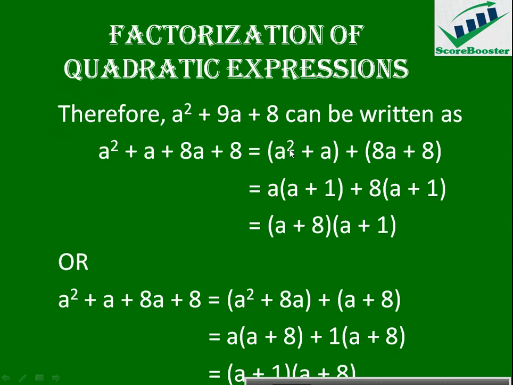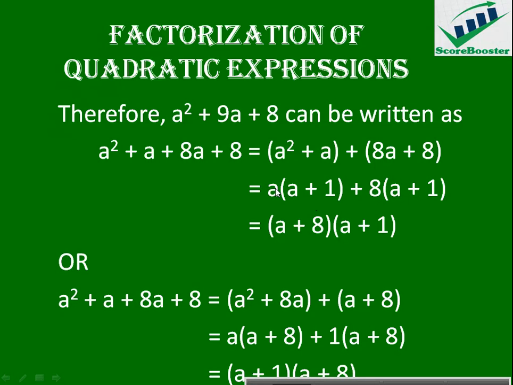Now, you find the HCF of a squared and a. The HCF of a squared and a is a. You factorize out a from a squared, you'll be left with a. You factorize out a from a, you'll be left with 1. Plus, the HCF of 8a and 8 is 8. You factorize out 8 from 8a, it's going to be a, and from 8, you're left with 1. You can see that you have a plus 1 here, a plus 1 here. So what you have left in the brackets must always be the same.